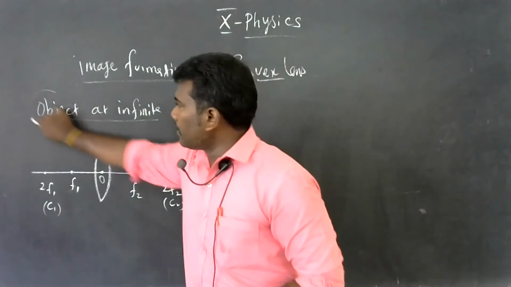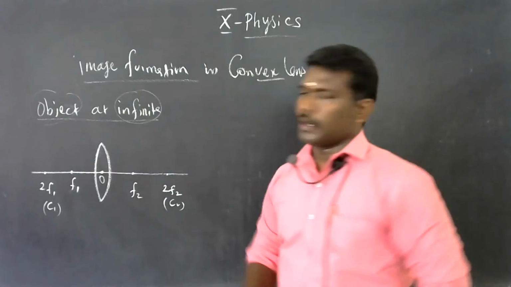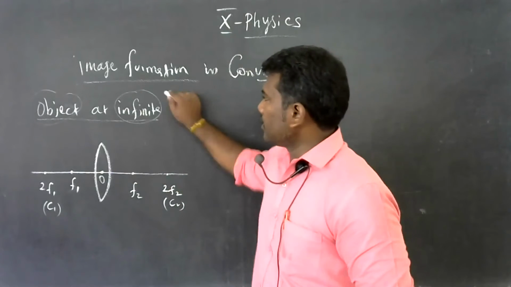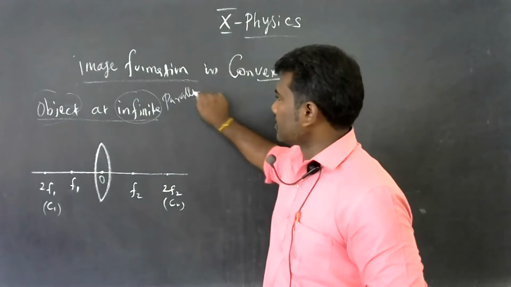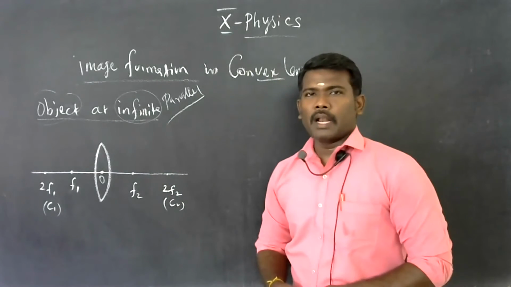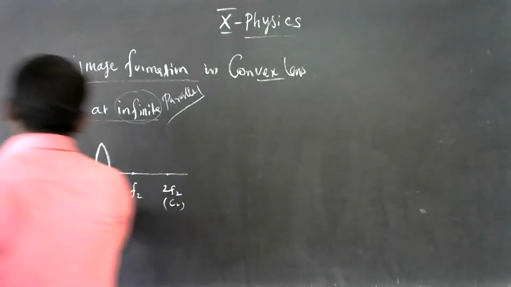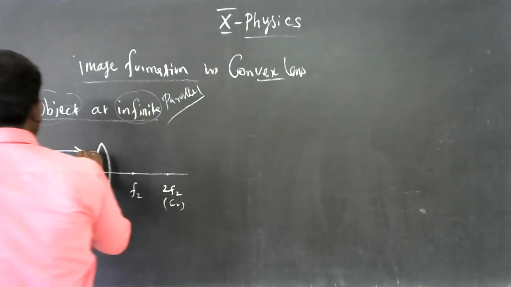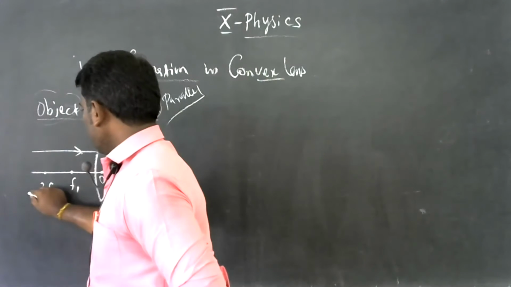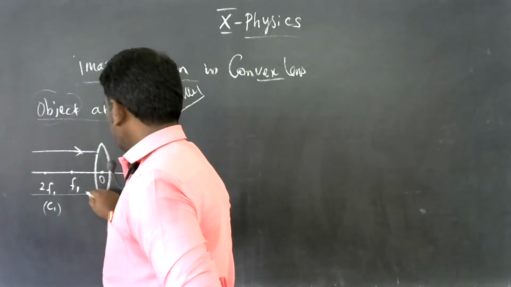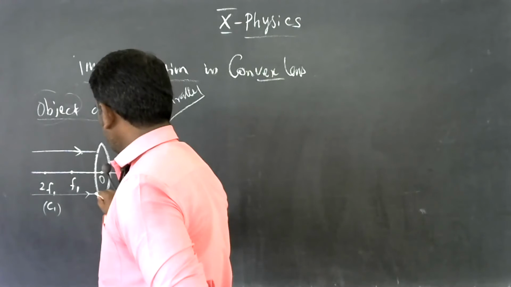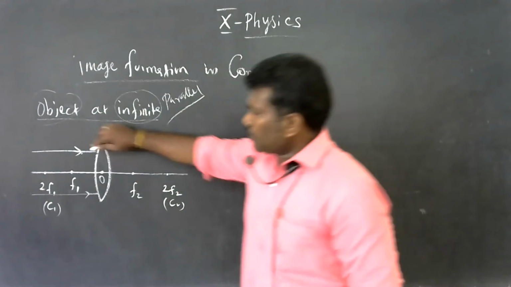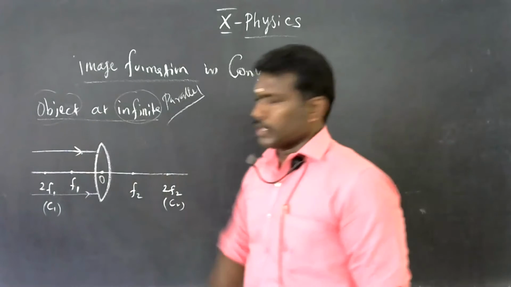If you are placing the object at an infinite distance, definitely the incident light rays for the convex lens are parallel to the principal axis. I am going to draw just two incident light rays. We can take more than two, but it is very easy to draw the diagram if we are taking only two incident light rays. These incident light rays are parallel to the principal axis.